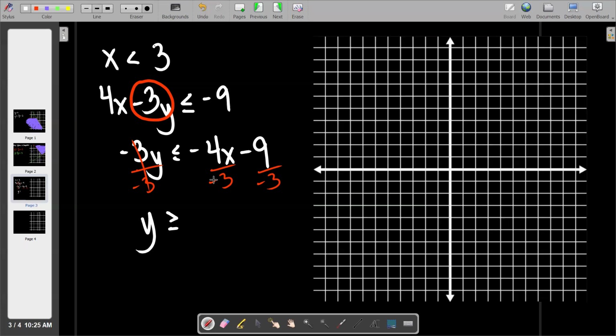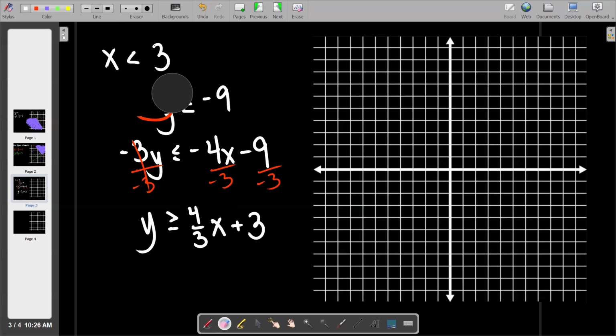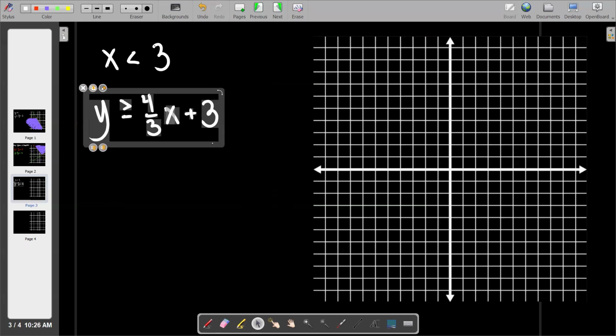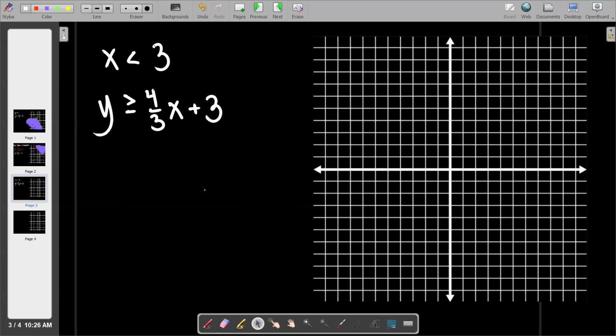What's our slope going to be? Positive 4/3. And what's our y-intercept going to be? Positive 3. Good. So everything now, I don't want you to do what I'm about to do. Since I'm teaching this class, I kind of want to have a cleaner workspace. So I love your work. I'm just getting rid of mine. These are the things now that we have to graph.